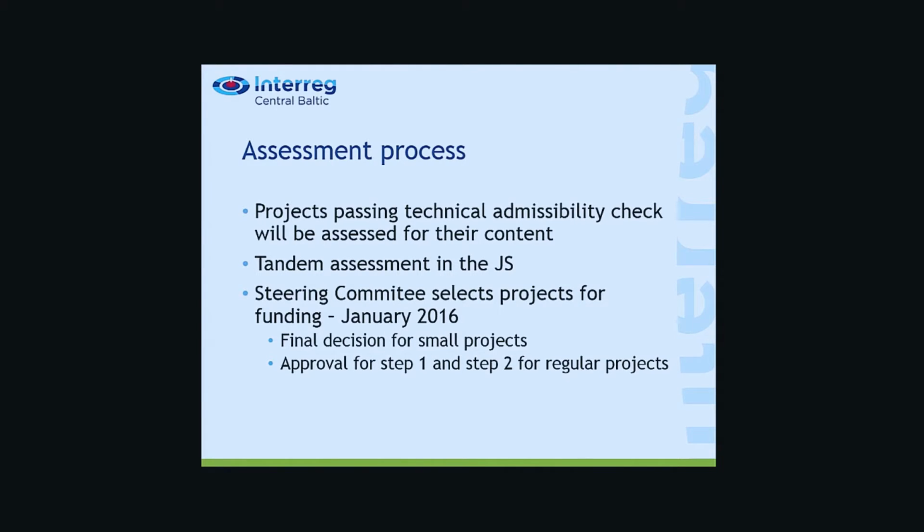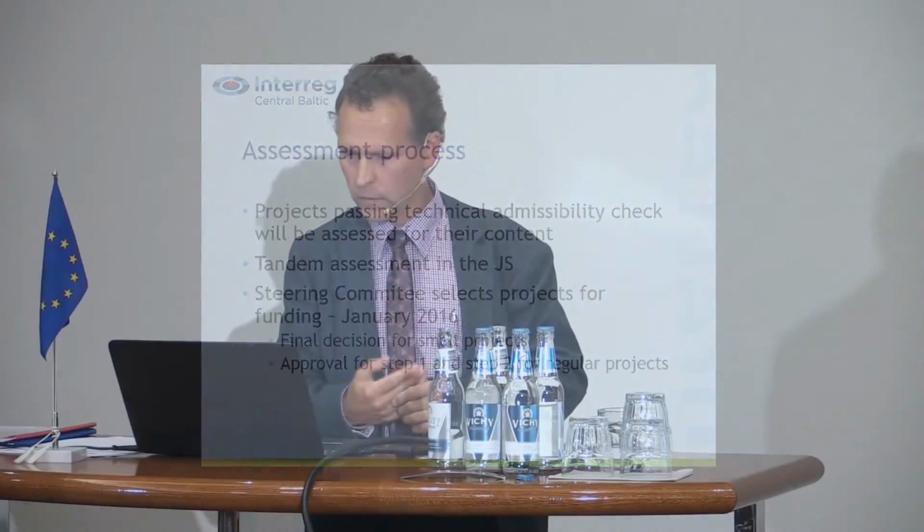If something is missing, we ask a question. We hope that it won't happen, but if something is forgotten, we ask, and you will be given about 1 week to present some missing part, but we didn't have them much actually. And then after that, in our joint secretariat, we will assess each project in tandem. At least 2 people will read and assess.